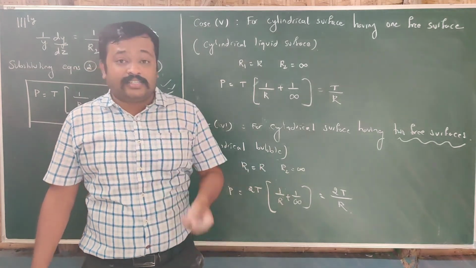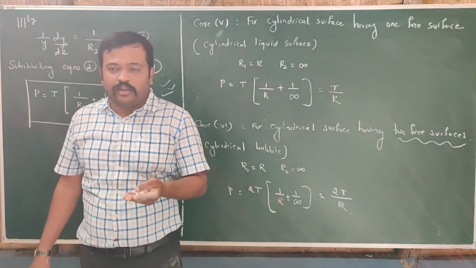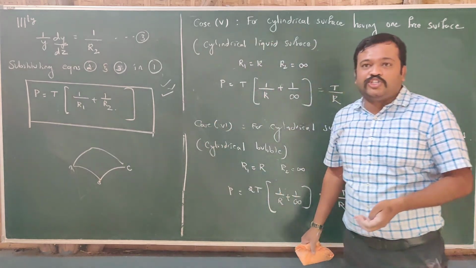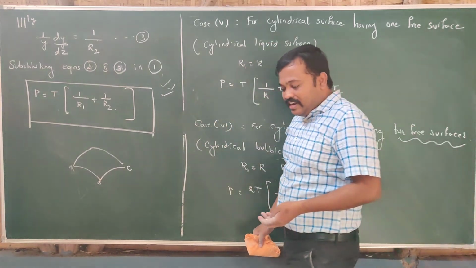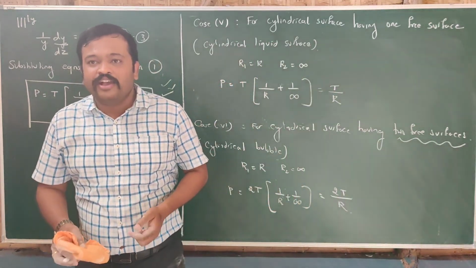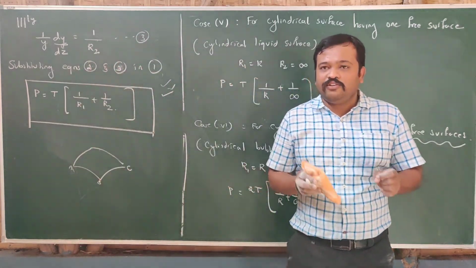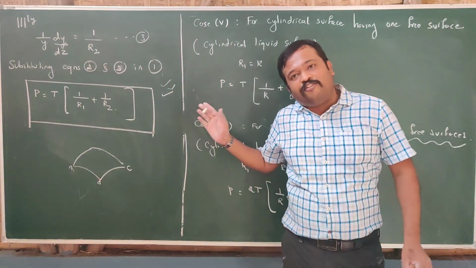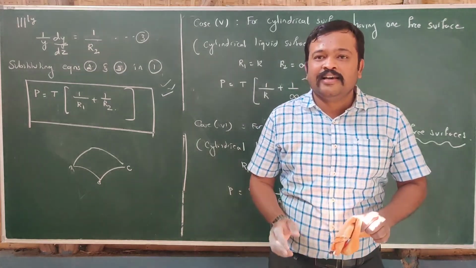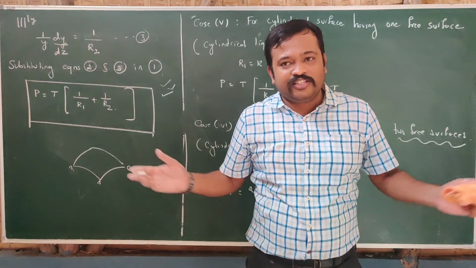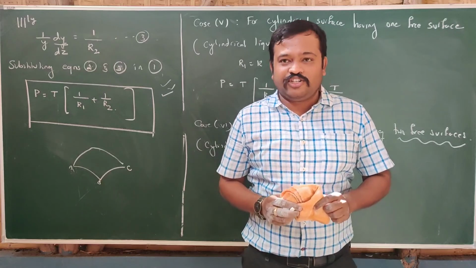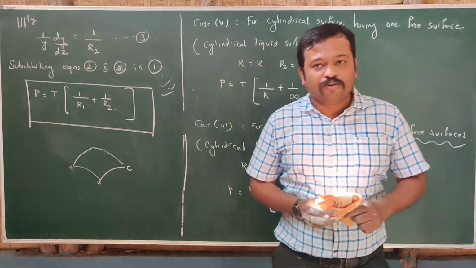So these are the 6 cases about the pressure difference across a liquid surface. Today we derived the expression for pressure across a liquid surface, and we have considered all 6 cases. This is the end of the derivation and some cases about it.